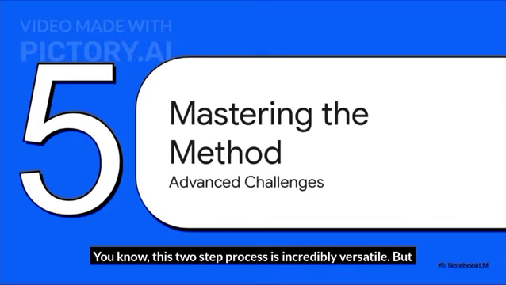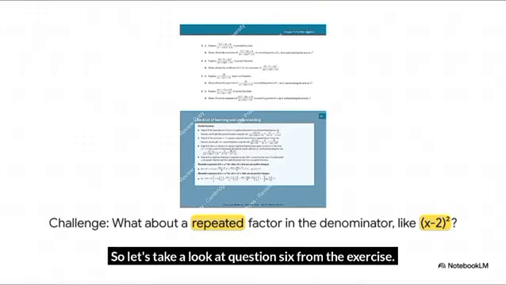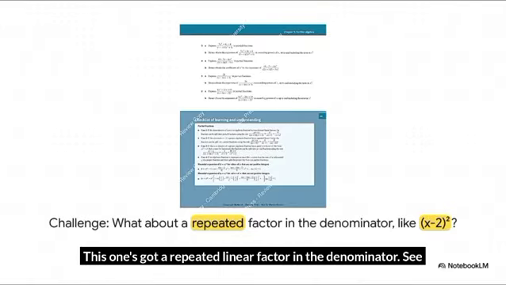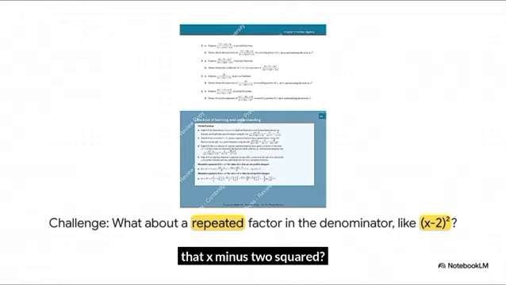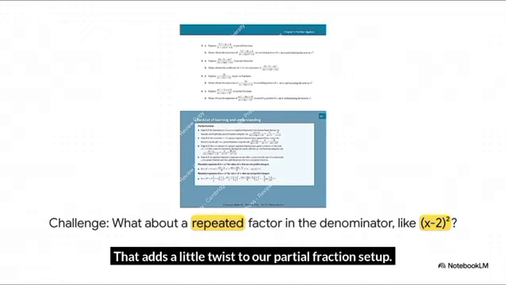You know, this two-step process is incredibly versatile. But what happens when the problems get even trickier? So let's take a look at question 6 from the exercise. This one's got a repeated linear factor in the denominator. See that, x minus 2 squared? That adds a little twist to our partial fraction setup.